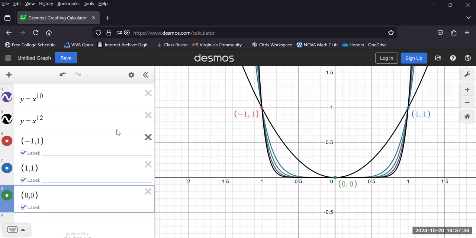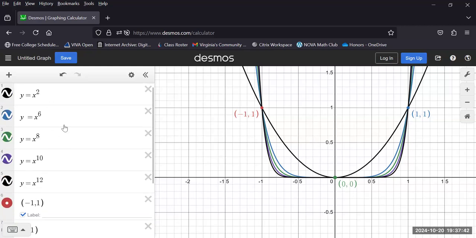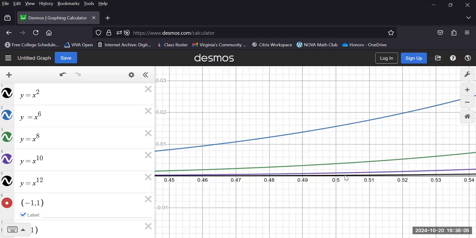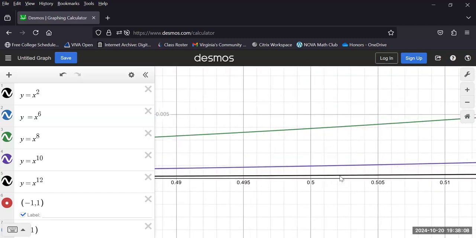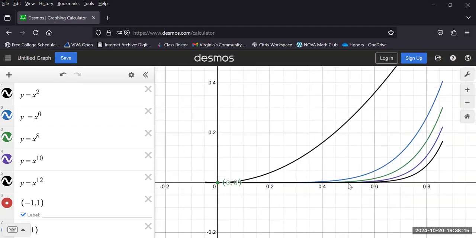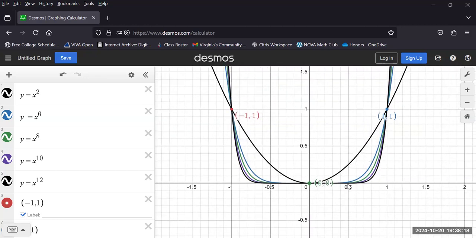The other thing you notice is that as you increase the even power, the curves start to bottom out. That's what you see here. The curves start to flatten out. And if you look here, it looks like it's touching the x-axis, but it really isn't. In fact, you can zoom in here and you can see that there is space here, even for x to the 12th. So they all go through the origin, and that's the only point they touch on the x-axis. So that is the property that I wanted to mention there.